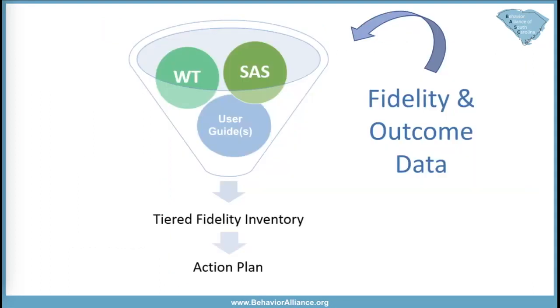The self-assessment survey, walkthrough, and user guide, along with any other identified data, should be reviewed to identify strengths and needs prior to scoring the Tiered Fidelity Inventory, or TFI. This process of reviewing the data should include a variety of stakeholders, not just the PBIS team. And once the data is reviewed, the TFI will be scored by the PBIS team, and 1 to 3 priorities will be chosen as a focus for the action plan.